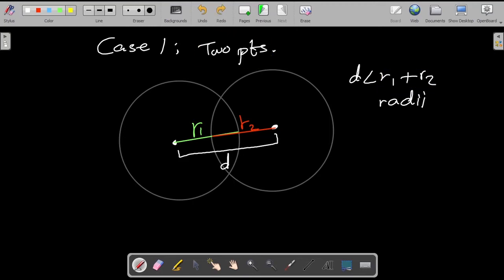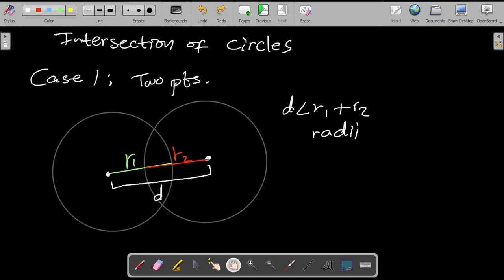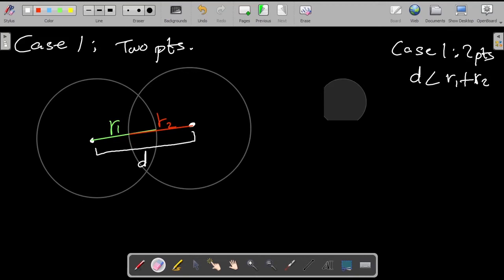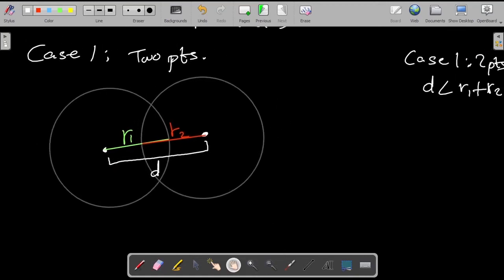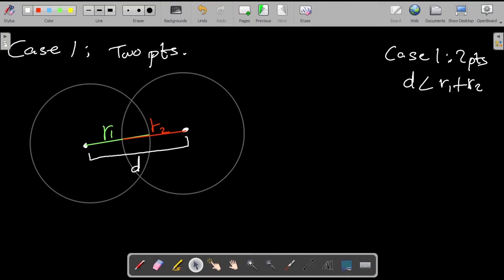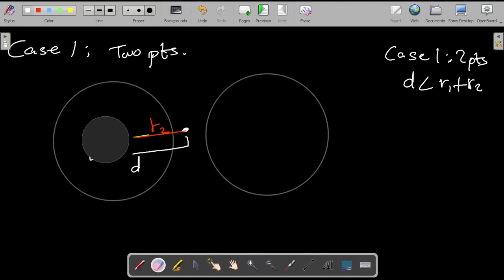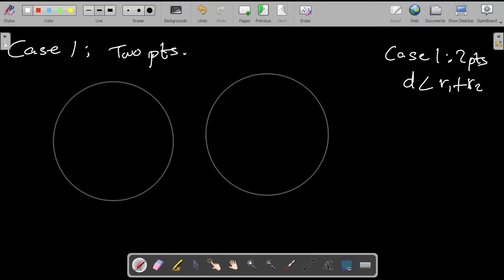And I guess this will make more sense when we look at the other cases. So let's just keep this for now and write it up here and keep track of what we are talking about. So 2 points of intersection, we have D less than the radii combined. So now let's look at the second case, and maybe it will make more sense in this way. In the second case, we are now talking about a case where we have only 1 point of intersection, or the circles are basically just touching.